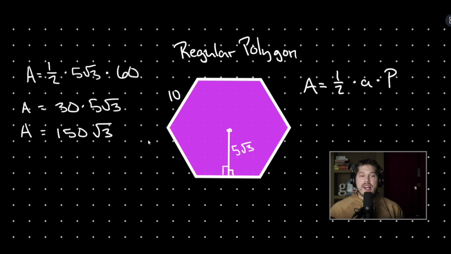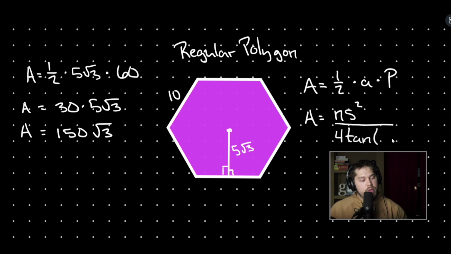Okay, so sometimes they don't give you the apothem. So what would be the area formula if you didn't have your apothem handy? It's kind of a long one, but it is n times your side length squared divided by 4 times the tangent of 180 over n.